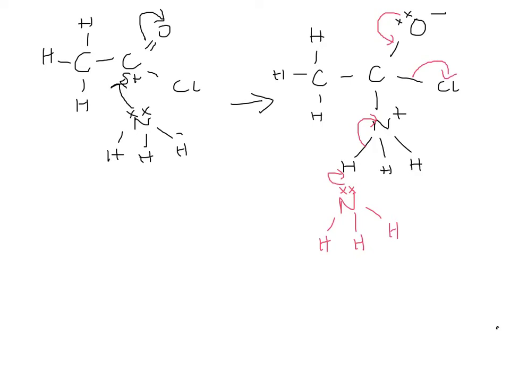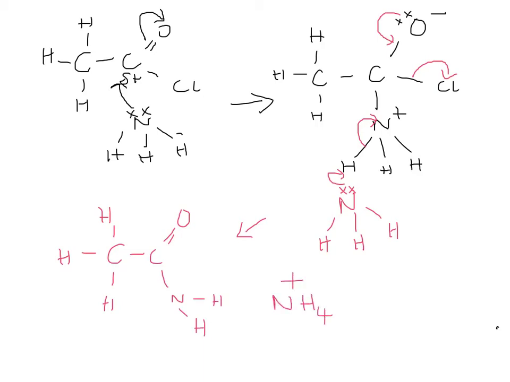We can now write out the products of the reaction. So, CH3, C double bond O, because the double bond has been reformed, NH2, we've got NH4 plus, the ammonium ion, and we've got Cl minus.